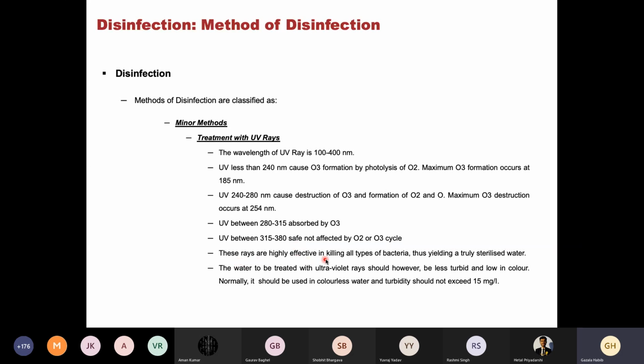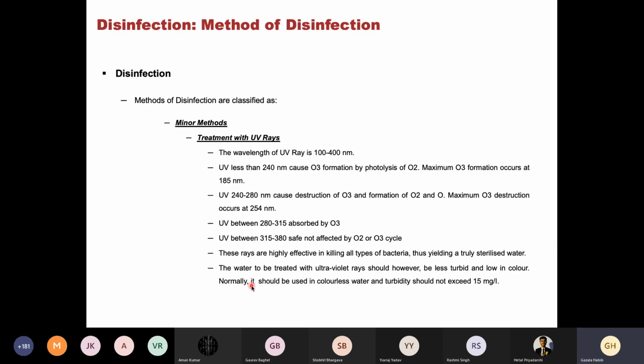These rays are highly effective in killing all types of bacteria. Thus, for truly sterilized water, the water to be treated with ultraviolet rays should be less turbid. So, if the water is high in turbidity and colored, then this method is not effective. This method can be used for clean water. That is why generally this process is not used in water treatment plants.